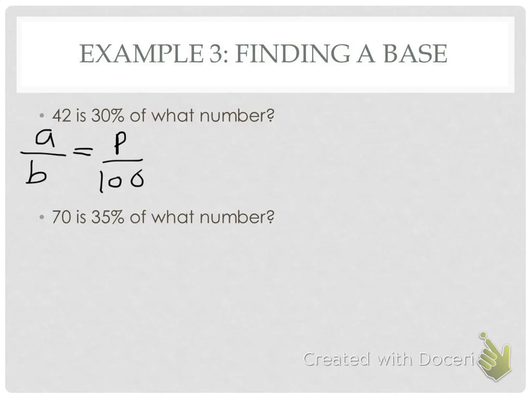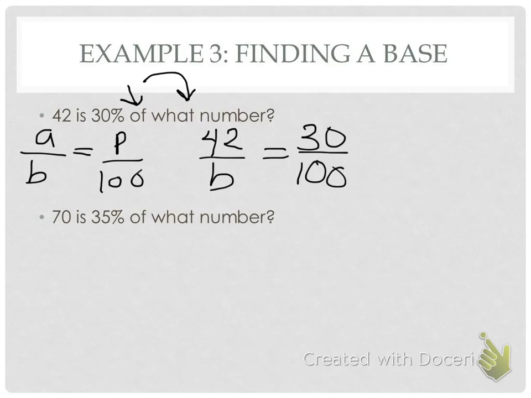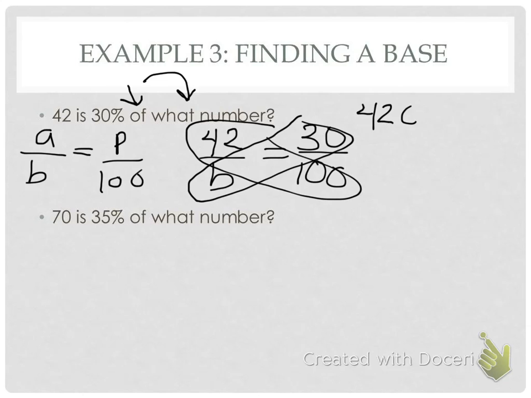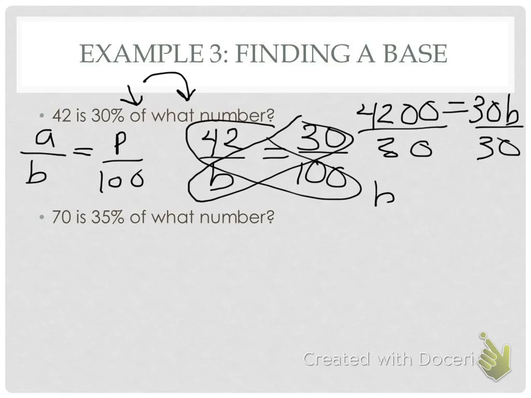42 is 30% of what number? Well, here's my of, but it doesn't tell me. So I know that my base is unknown because of is my keyword for base. So I need to set up my proportion: 42 over B equals, plug in my percentage, 30 over 100. I can use cross products to get 4,200 equals 30B. Divide both sides by 30. And B equals 140.